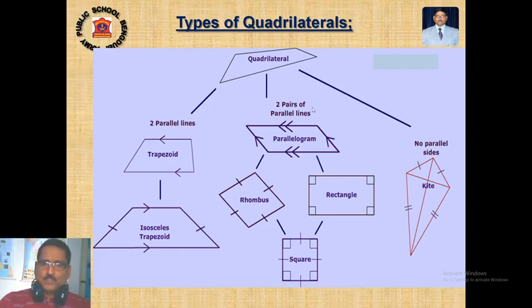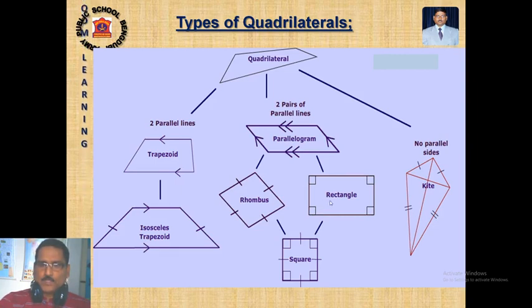Now next is when there are two pairs of parallel sides. In this figure you see this is parallel to this and this is parallel to this, hence this figure is a parallelogram. When two pairs of opposite sides are parallel, it is a parallelogram. But a parallelogram will be a rectangle when one angle is 90 degrees. Then it will be a rectangle.